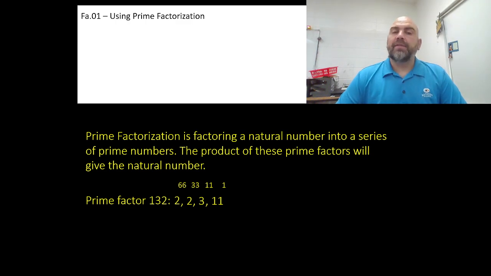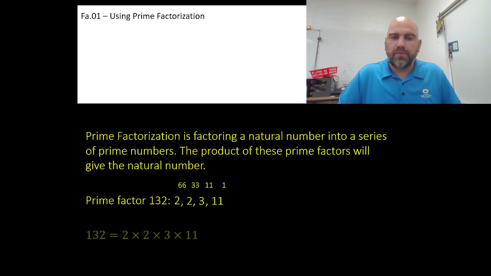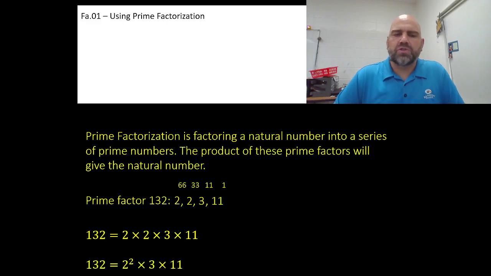This tells us that we can make a product of primes, product being multiplying, of these 4 numbers, and that'll give us 132. So 132 looks like this: 2 times 2 times 3 times 11. It is a product of prime numbers. We can simplify this a little bit, and we'll look at why we do this a little bit later, but we can make that into 2 squared, and that way we have all of our 2's put together and we know how many of them we have.